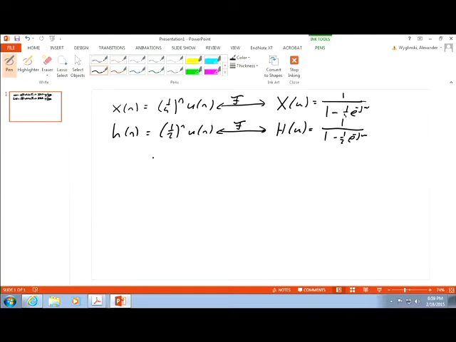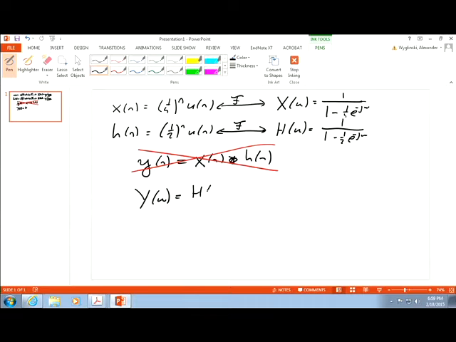So what we want to do is, so we have that. So first of all, suppose I have y of n, x of n convolved with h of n. And my answer to that is a big red X. I am definitely not going to go that way. Rather, okay, I want to be happy. So I'm going to do Y of omega is equal to H of omega times X of omega. Oh, that makes me really happy. So if I multiply these two together, I get 1 minus a quarter e to the minus j omega, and I get 1 minus a half e to the minus j omega.